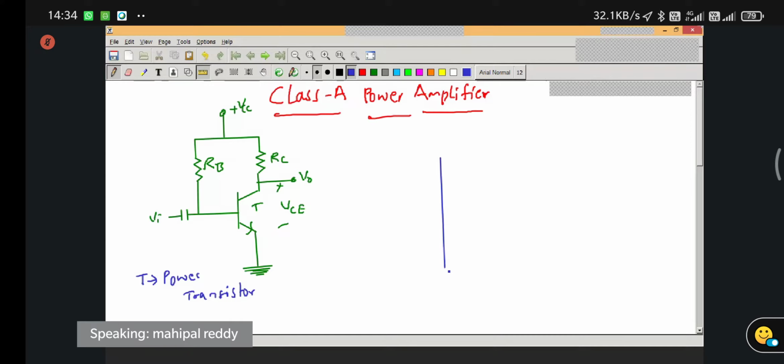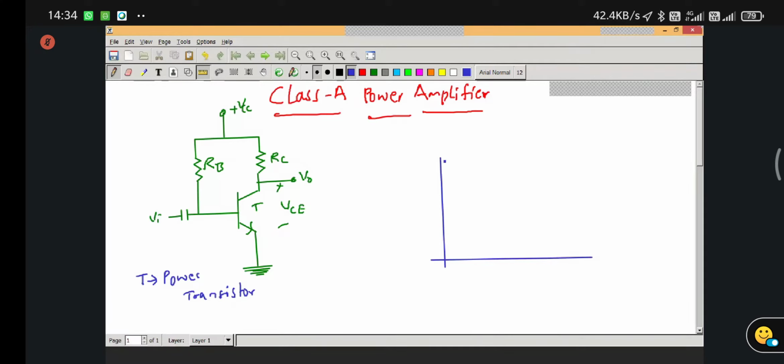Now let us see. I'm drawing this load line diagram. For that, the requirement is the output characteristics of the transistor, as well as the DC load line. We require the DC load line.